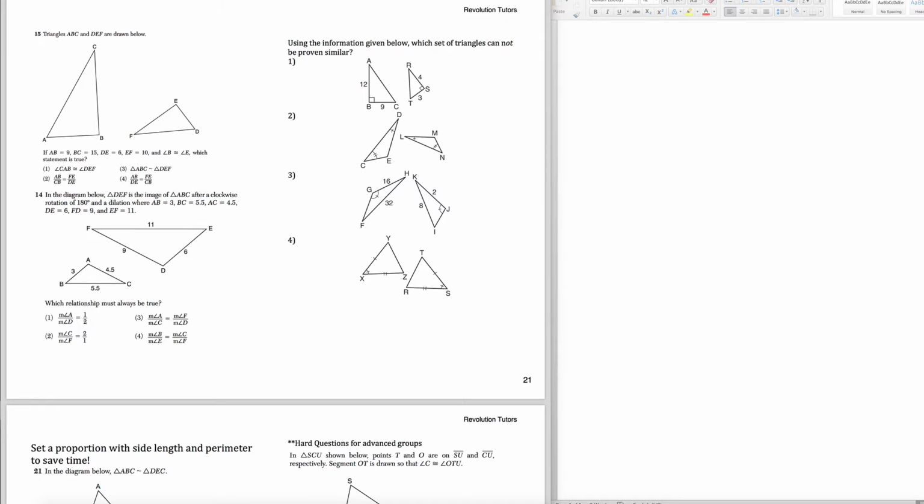Okay. So now, here they give you AB equals 9, BC equals 15, DE equals 6, and EF equals 10. Which statement is true? So you check 6 to 9, 10 to 15, that is true. So the triangles are similar. Is that an answer? Yeah. So that's the answer.